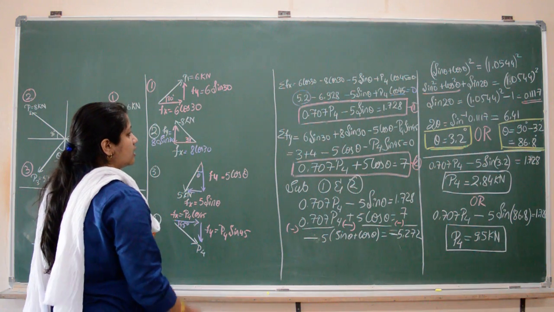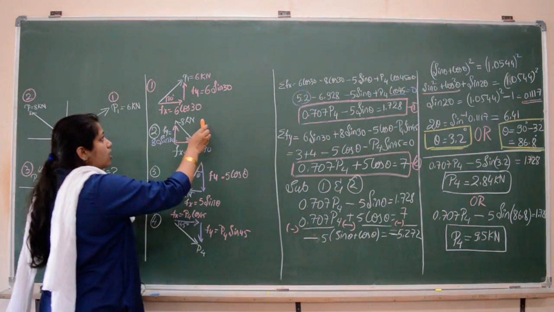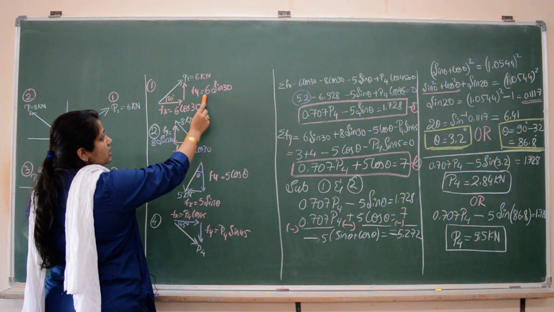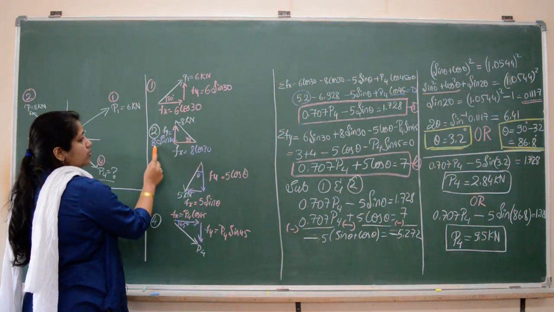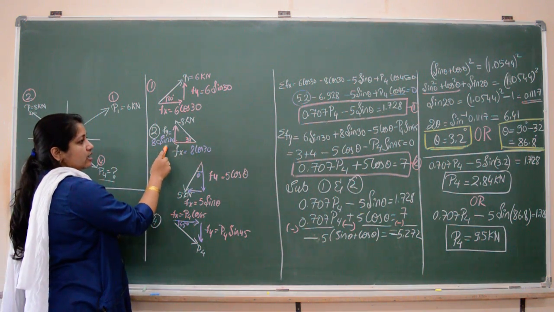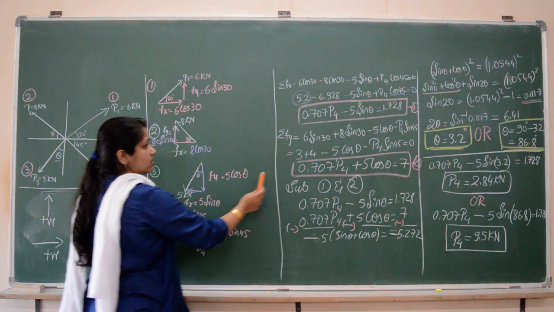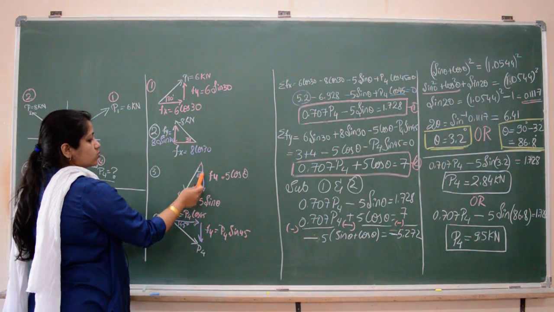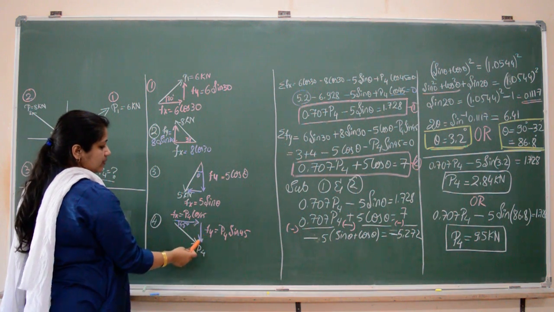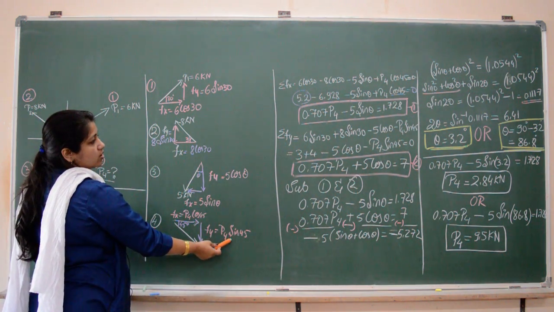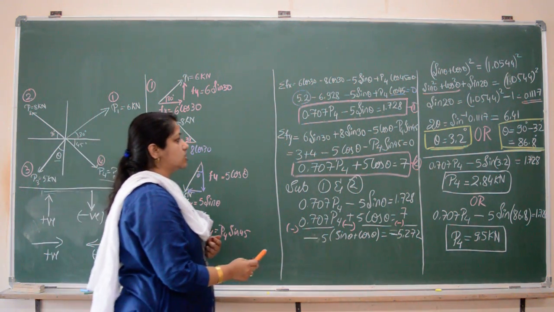Similarly, I will go for summation of fy. Now, upward positive, so plus 6 sin 30. Next, plus 8 sin 30. See here, the same thing I have written here. Then this is moving downwards, so minus 5 cos theta minus P4 sin 45. So same thing I have just written.